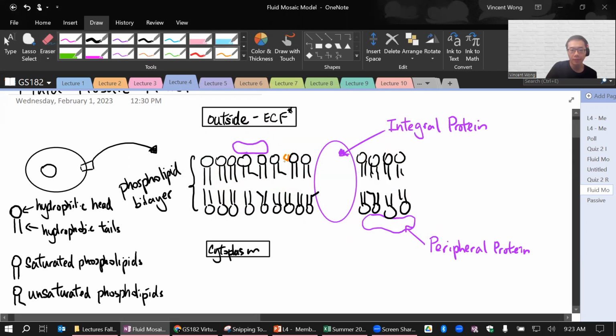Sometimes you would have, well, not sometimes, you will have some cholesterol here that are in the cell membrane. And the function of the cholesterol is to help maintain fluidity, okay, modulate membrane fluidity.